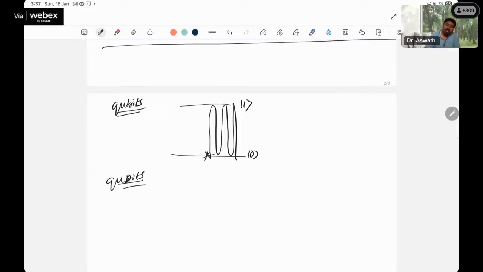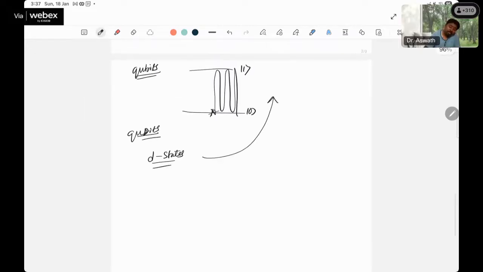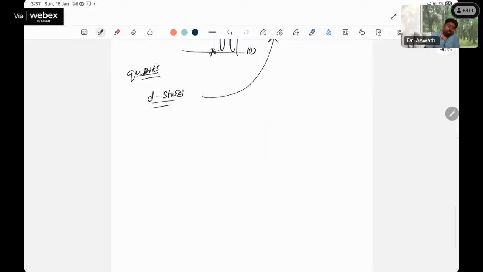A qudit means a quantum system which exists in d states, where d can be any number. In the qubit case, what is d? d is just 2. But in qudit states, d can be anything. For example, if d is 3, I have 3 states: 0, 1 and 2.